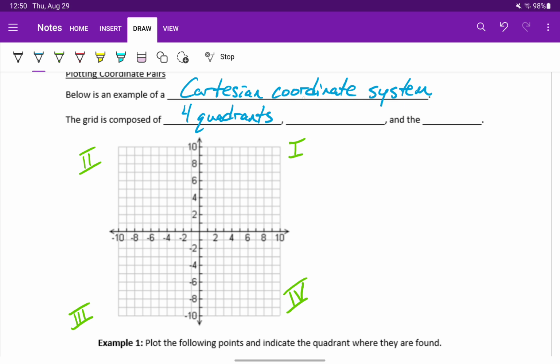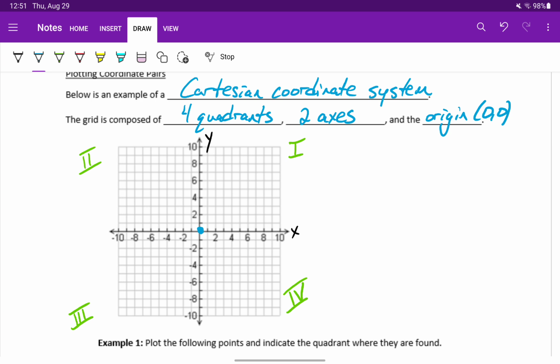The coordinate system is also composed of 2 axes. The horizontal axis is usually denoted as the x-axis, and the vertical axis denoted as y. But depending on the problem and the variables we're considering, those can change. And the origin, which is the point 0, 0, located at the intersection of the x and y axes.